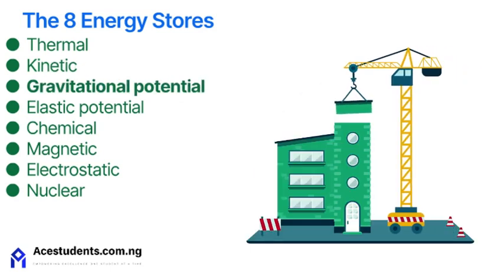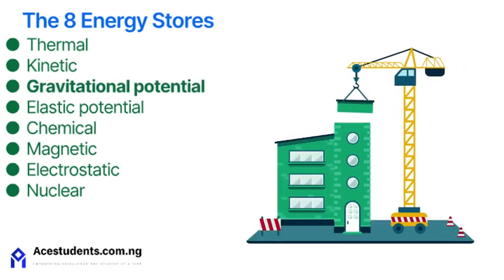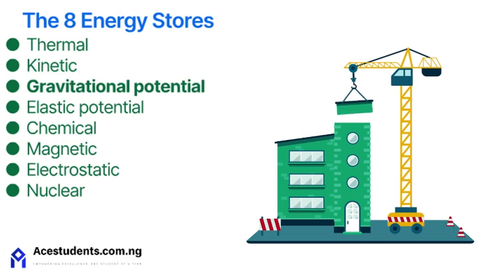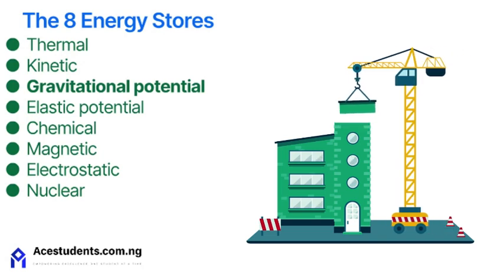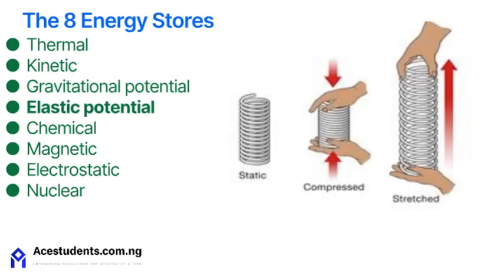Next is gravitational potential energy. Gravitational potential energy is stored in an object that has been lifted above the ground. The higher it is, the more energy it stores. Number 4. Elastic potential energy. Elastic potential energy is stored when materials like springs or rubber bands are stretched or compressed.